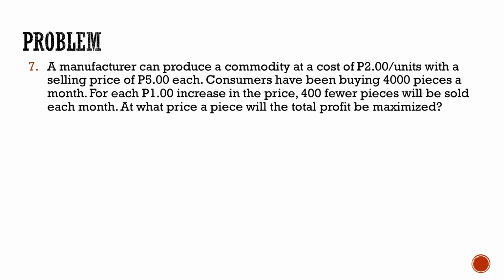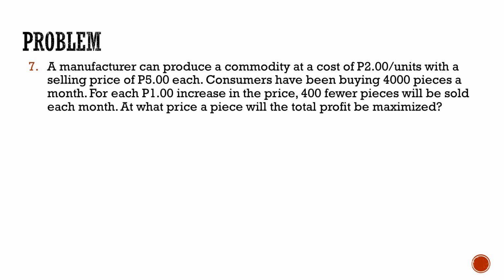Okay? So, halimbawa, nagpataas siya from 5 pesos to 6 pesos. Imbis na 4,000 ang nabibenta niya, we have 3,600 na lang kasi naibawas yung 400. In every piso, 400 yung nababawas sa benta niya a month. That is the observation.